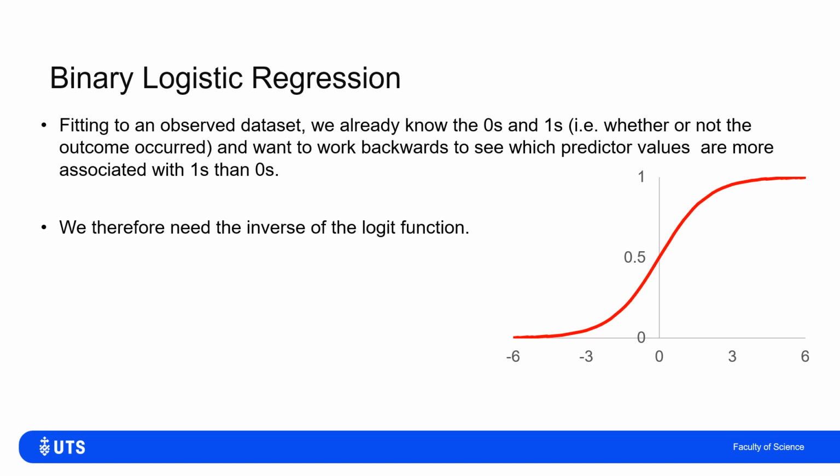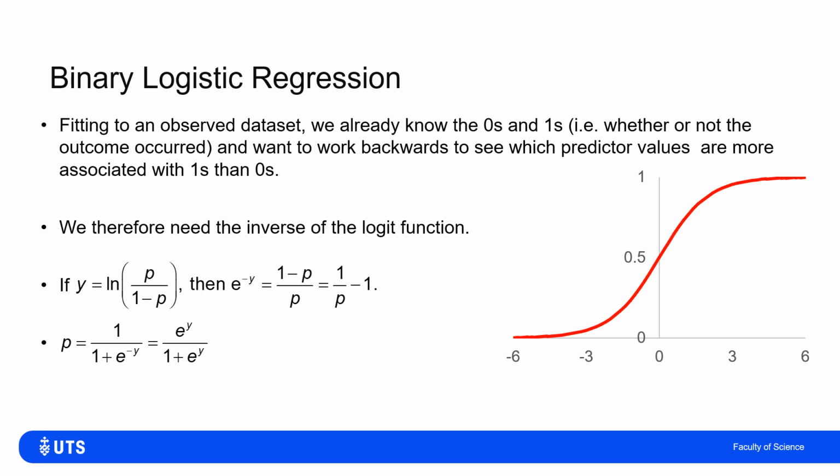So you can see that it asymptotes off towards 1 as the horizontal axis tends to infinity, and at the other end it asymptotes down towards 0 as we tend to minus infinity. If I invert the logit function, if I invert the natural log of p over 1 minus p, by all means check my calculation here, what we get left with is a probability which is e to the y divided by 1 plus e to the y, where y is this logit function of p.